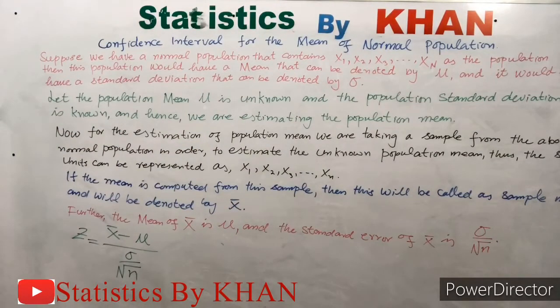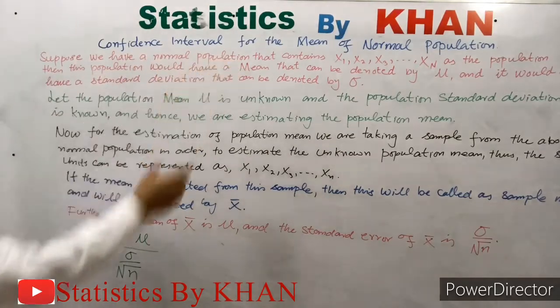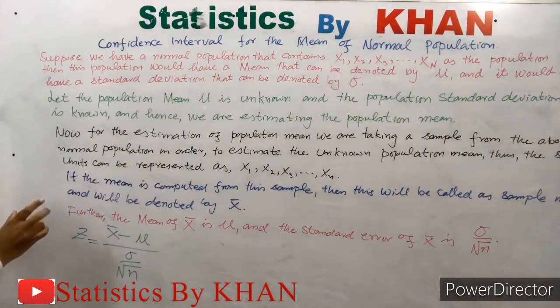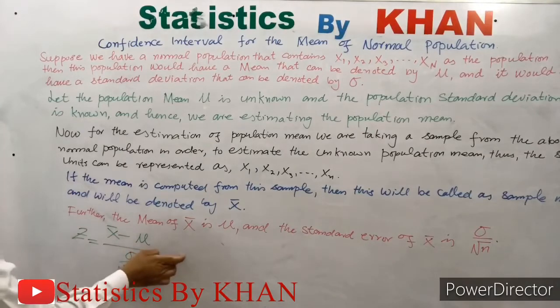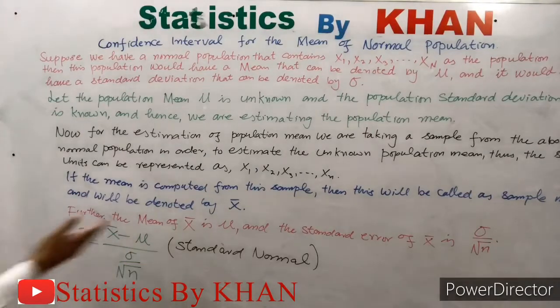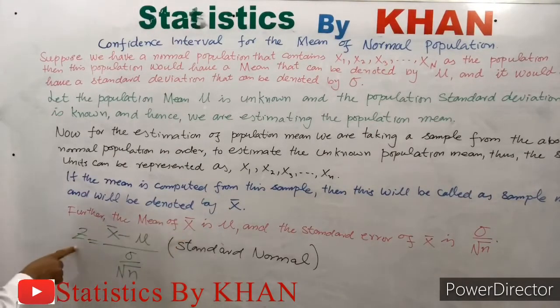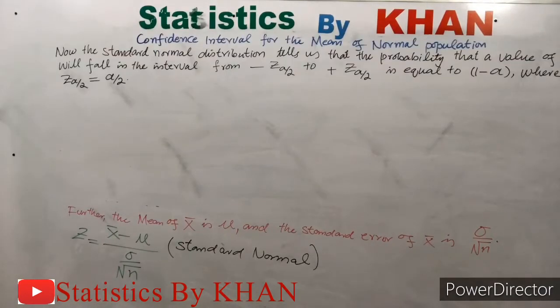Now, as the population is normal, the distribution of this z would be standard normal. Why have we transformed the variable x bar into z? Because we have a table for the possible values of the standard normal variable. So that is why we are transforming x bar into z, because we have a table of probabilities for different values of z. Probabilities are available for different values of the standard normal variable.